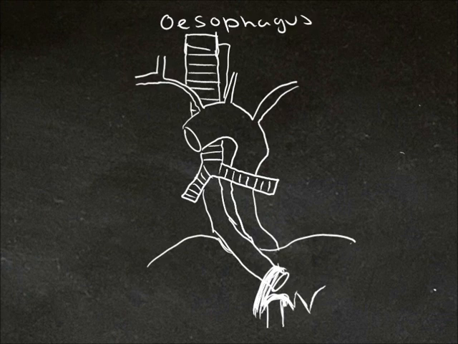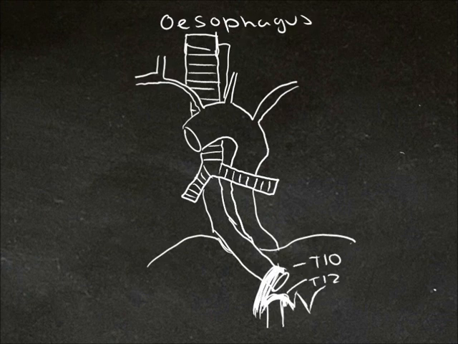This is the right crus, and the esophagus is passing through the diaphragm at the level of this thoracic vertebra 10. Here we have the aorta passing underneath the median arcuate ligament at the level of the thoracic vertebra 12.